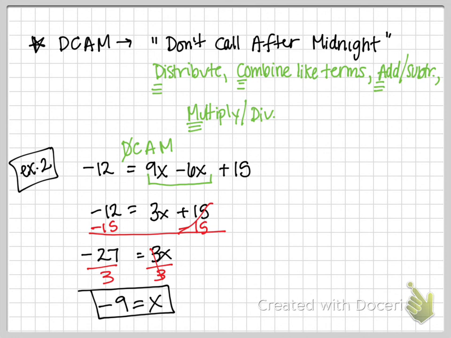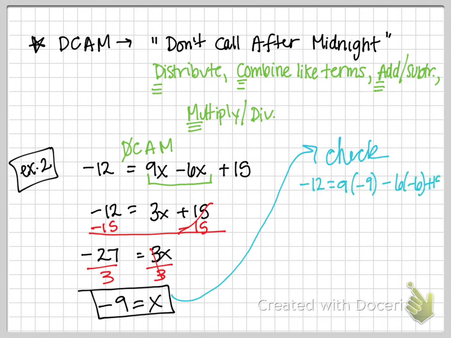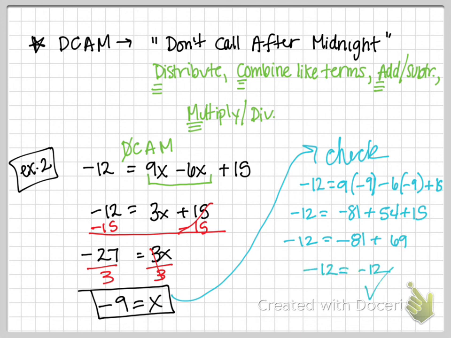Okay. Let me see what else I have on this slide. Oh, just to check. Okay, again, we can always check by plugging in our original. Now, I messed this up at first, and then I had to erase it and do it again. Oopsies. So plug in that negative 9 wherever we saw an x, and then simplify. Okay, and then we end up with negative 12 equals negative 12. Correct.